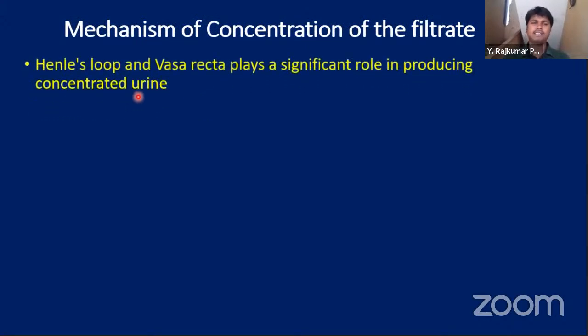Let's see the mechanism of concentration of the filtrate. Henle's loop and vasa recta play a significant role in producing concentrated urine. Okay. So how does it produce? Here you learn about the countercurrent mechanism also, which is the most important concept for your IPE and also for the NEET exam.